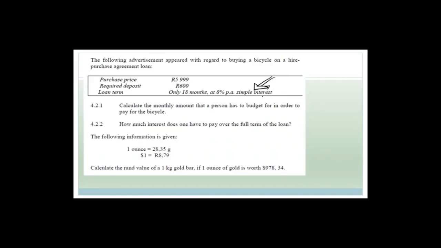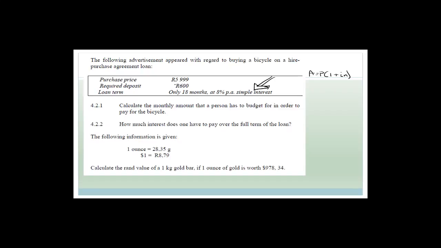In other words, when you're doing your finances, you need to make sure that you can actually afford this bicycle, okay? And it's not the 6,000 Rand, it's how much you can actually pay on a monthly basis. So that's what we're going to work out now, whether or not we can afford it. So the first thing we're going to do is write down our formula. So we've got A is equal to P times (1 plus in), because it's simple interest. Now, the amount of money that we're going to be paying is 5,399 Rand because we're paying the deposit of 600 Rand already, okay?